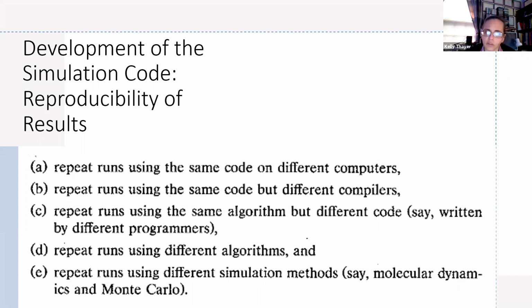So for development of the simulation code, of course, reproducibility is very important. These are some of the things that have been done to make sure that the code is working, and if you happen to write a program from scratch for simulation, some of the things you should do: repeat the runs using the same code on different computers; repeat runs using the same code but different compilers; repeat runs using the same algorithm but different code, so for example, have more than one person run it; repeat runs using different algorithms, and repeat using different simulation methods.